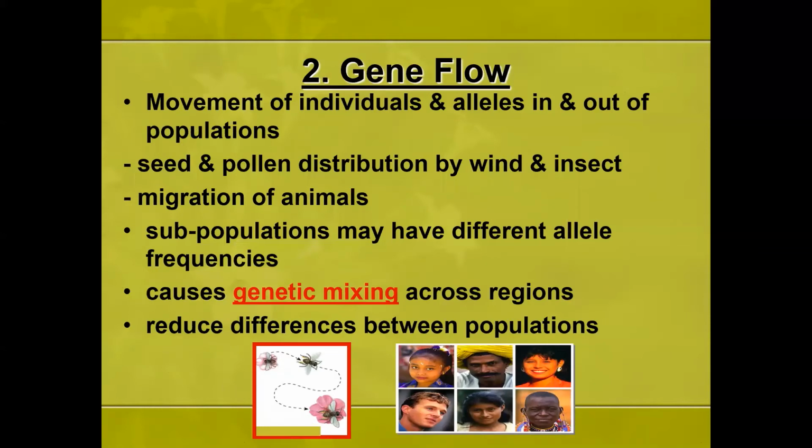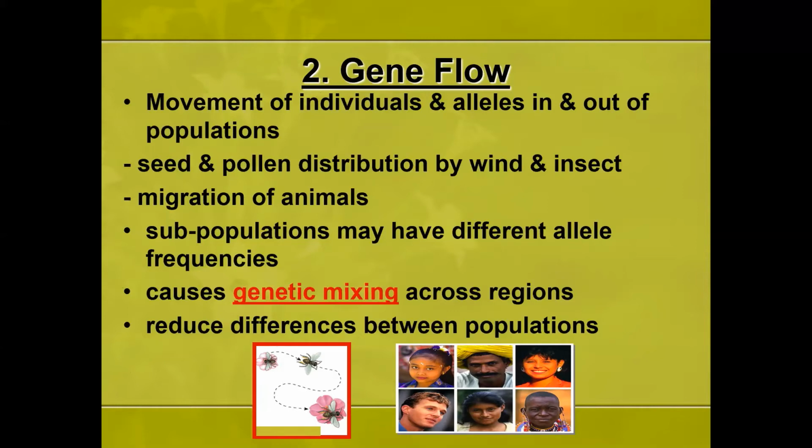Now, gene flow. Guys, gene flow is migration. It's the movement of individuals and alleles in and out of a population. It could be something like seed or pollen distribution by plants, by wind, by insects. It could be migration of animals, how animals migrate from one area to the next during different seasons. Subpopulations may have different allele frequencies. It could cause genetic mixing across regions. And sometimes gene flow might not be the greatest thing because it can reduce differences between the populations.